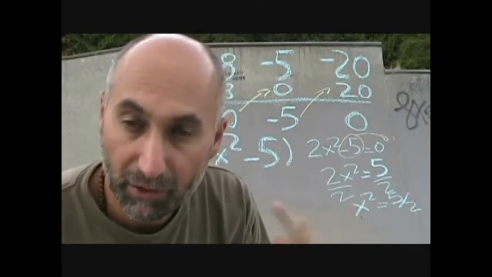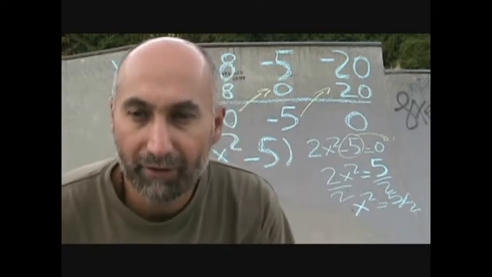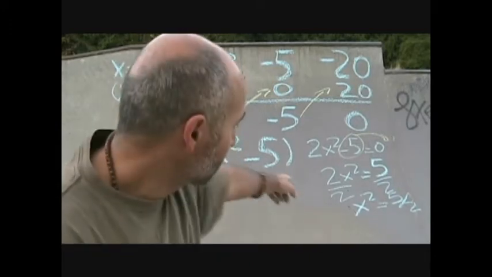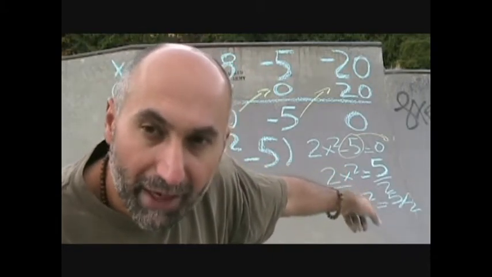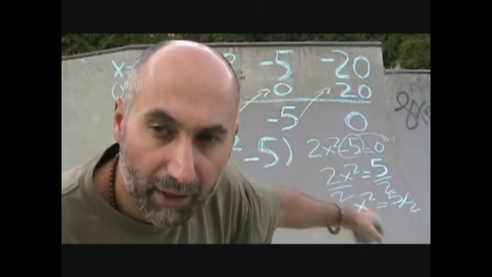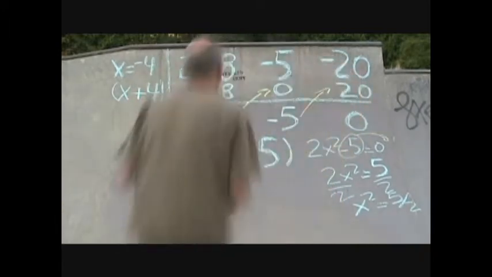Square root of x squared is just going to be x. Square root of 5 over 2, and remember, the square root of anything is always plus or minus, so that's going to be plus or minus the square root of 5 over 2. So those are our two other factors, because that's two different solutions, right?